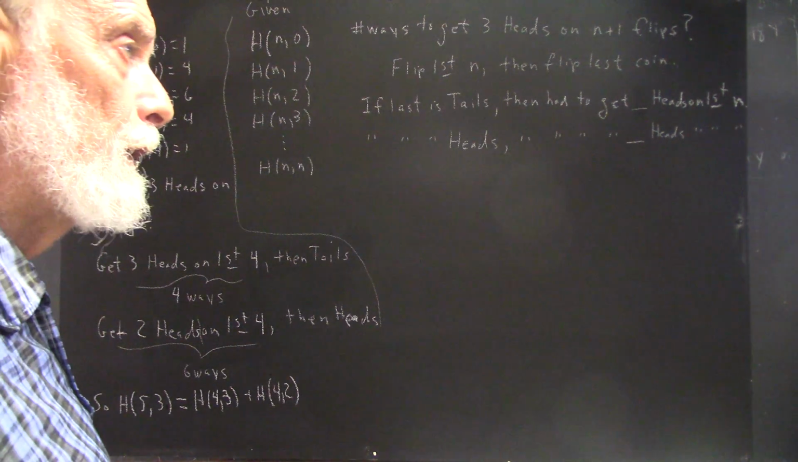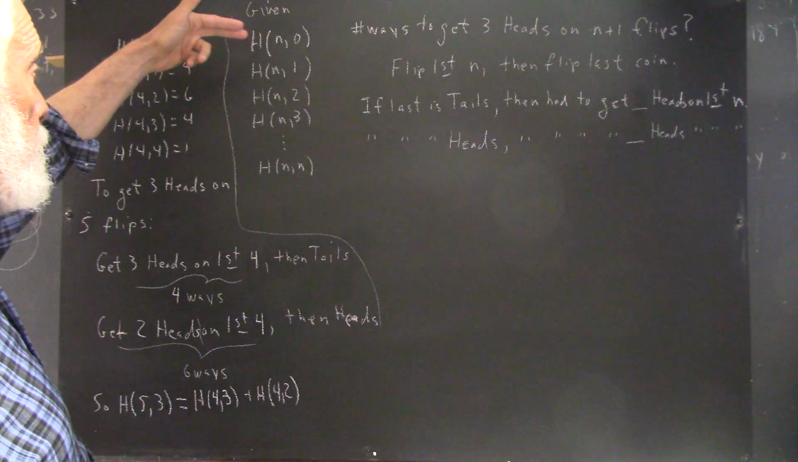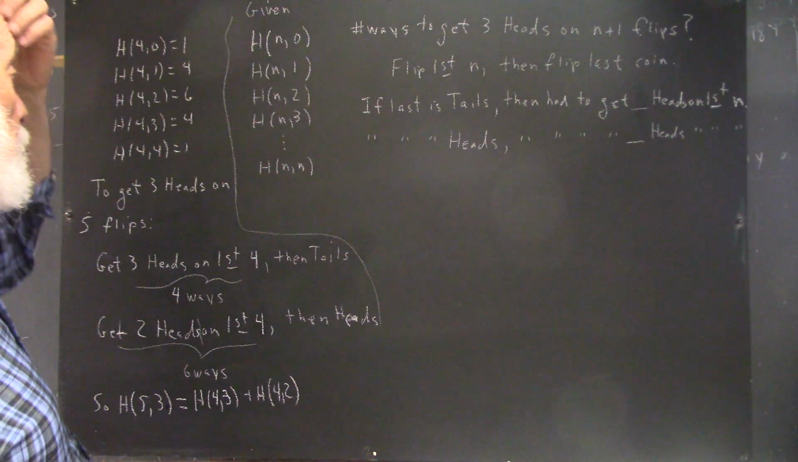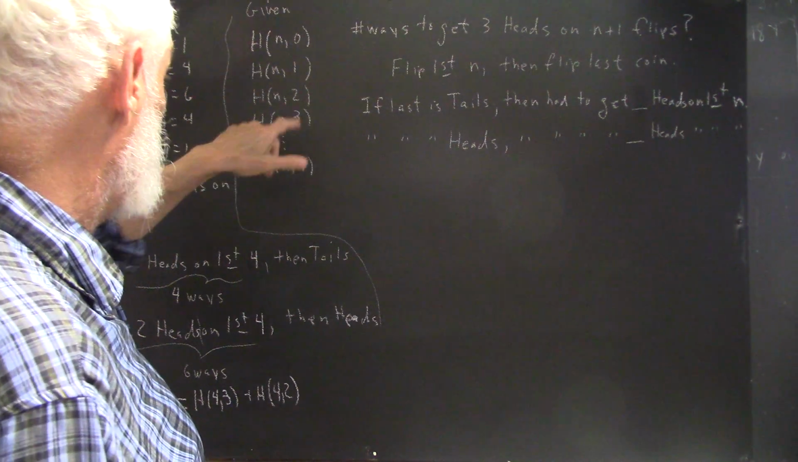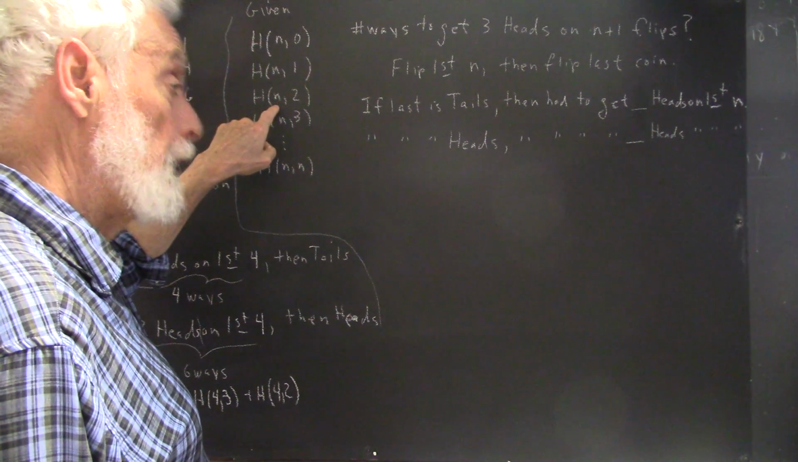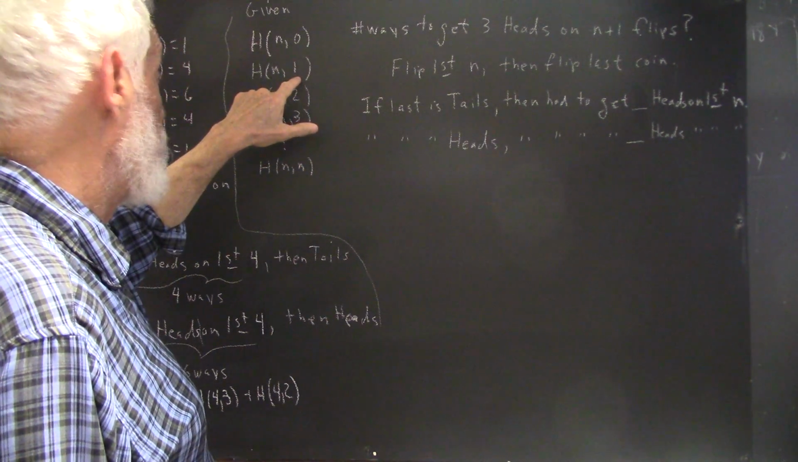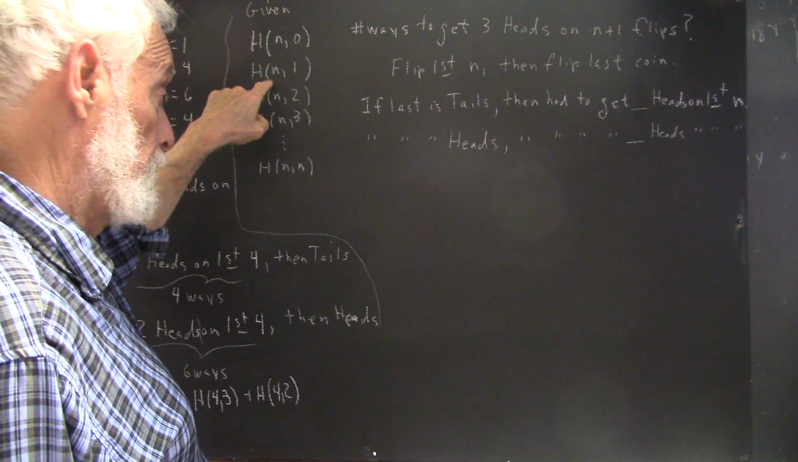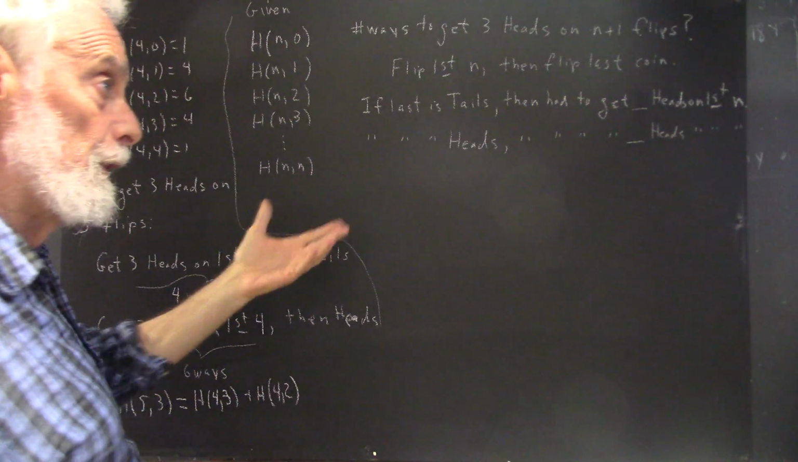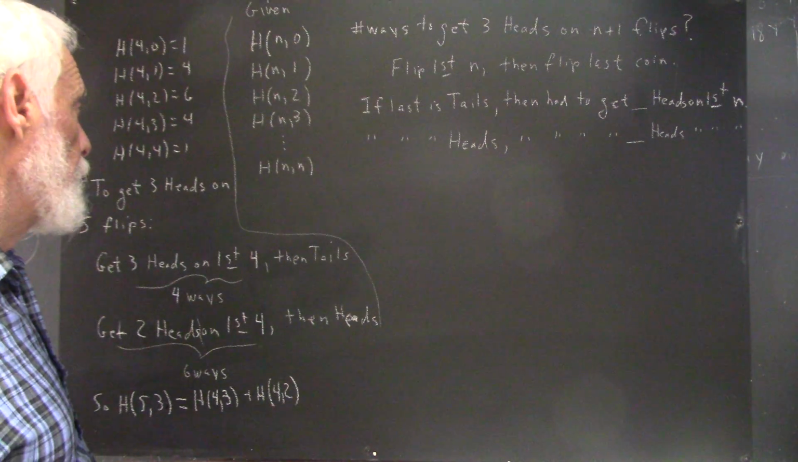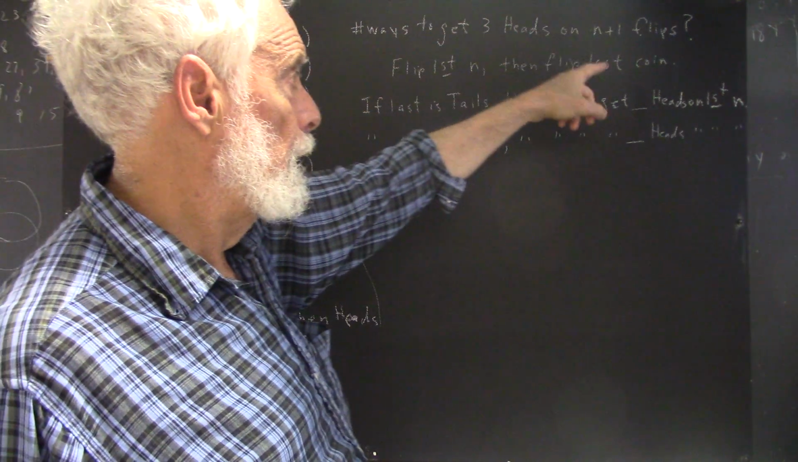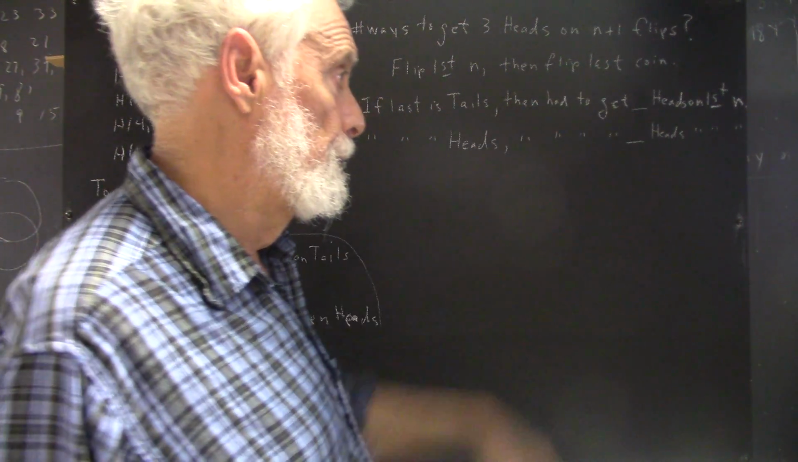Okay, well now let's say that we know the numbers h of n,0, h of n,1, h of n,2, down through h of n,n. So what does this mean? For example, h of n,2 is the number of ways of getting 2 heads on n flips. h of n,1 is the number of ways of getting 1 head on n flips. We don't know what n is. We could actually write down a formula for this, but that's what we're trying to develop here. So we ask the question, how many ways are there to get 3 heads on n plus 1 flips?